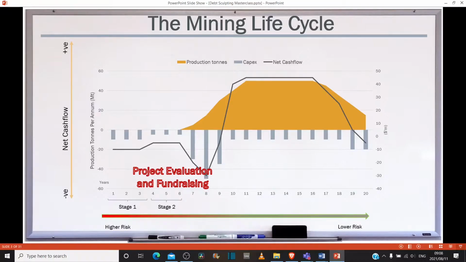Now, if you can get a banking consortium to buy into that study and say, okay, we believe in your project too, your project is bankable, then you go from having a definitive feasibility study to a bankable feasibility study.